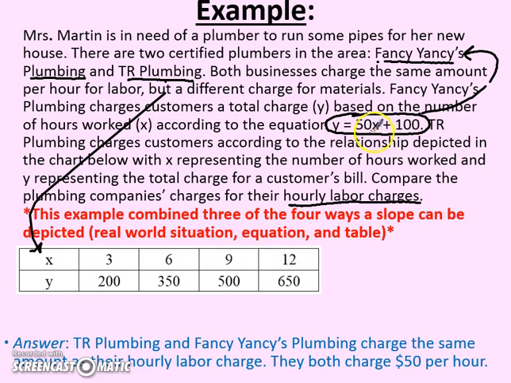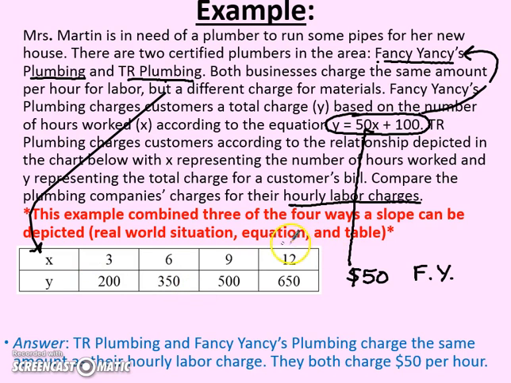In an equation, the constant rate of change is the coefficient of x. Every time x increases, it's going to be $50 more. So $50 is Fancy Yancey's hourly labor charges. I'm just going to put FY for Fancy Yancey's.